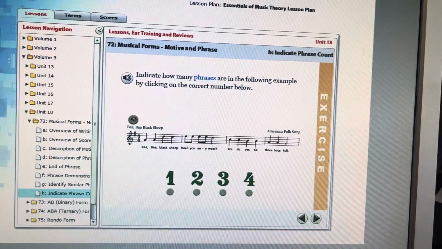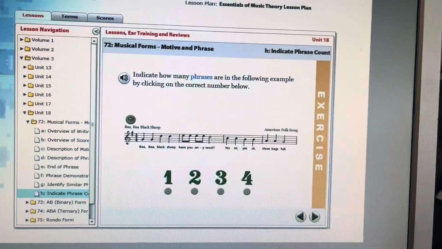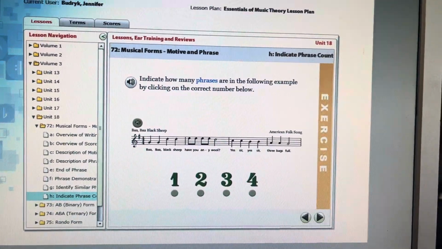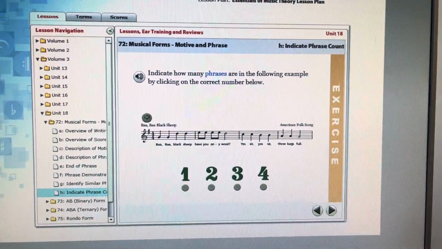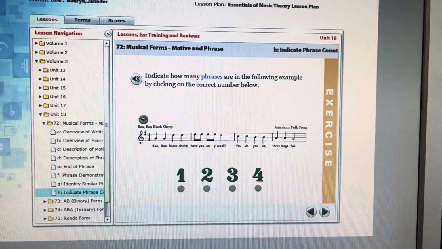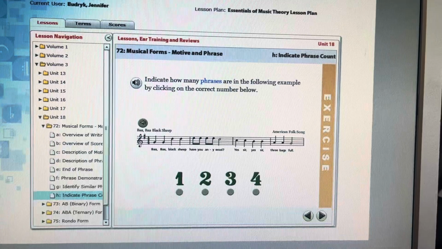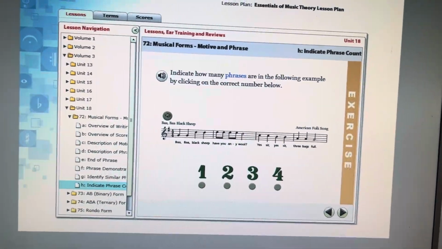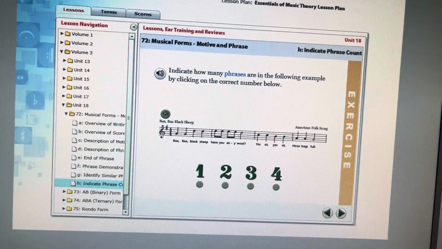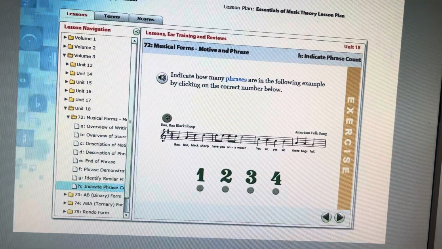Okay, careful. Think about what they said a phrase was. A phrase isn't necessarily a measure. If you look at the example of Mary Had a Little Lamb, a phrase was actually 2 measures, right? So, ba ba black sheep, have you any wool? That's a phrase. Yes, sir, 3 bags full.